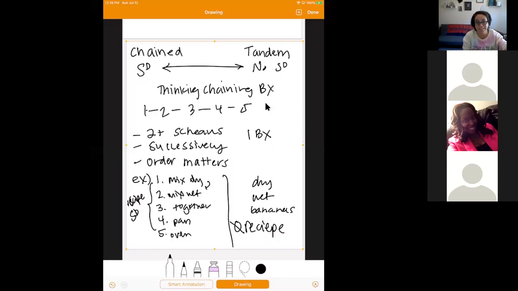We don't do this. I'm sure we do. I've never seen it. The chain, though, has the SD. It has the recipe. We know it's supposed to happen in this order, and it's supposed to get done.